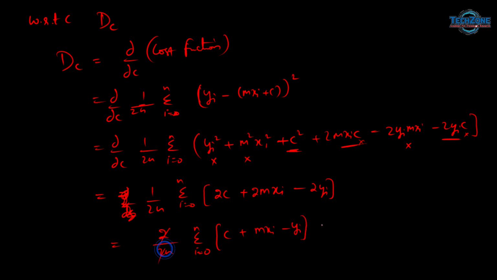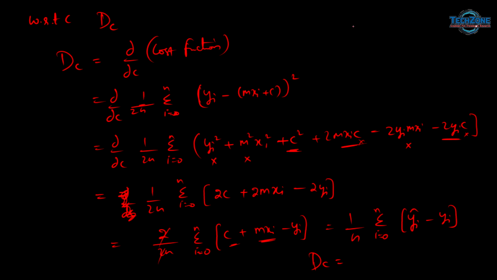So this 2 and 2 will get cancelled, and we will have 1 by n sigma i equals 0 to n, and this is mxi plus c. mxi plus c is what? y hat minus y. So this is how we need to find the value of dc. I hope this is clear. This is the value of dc.